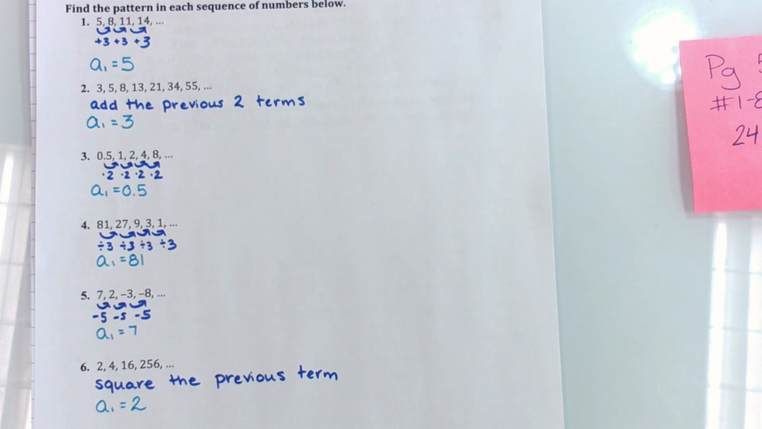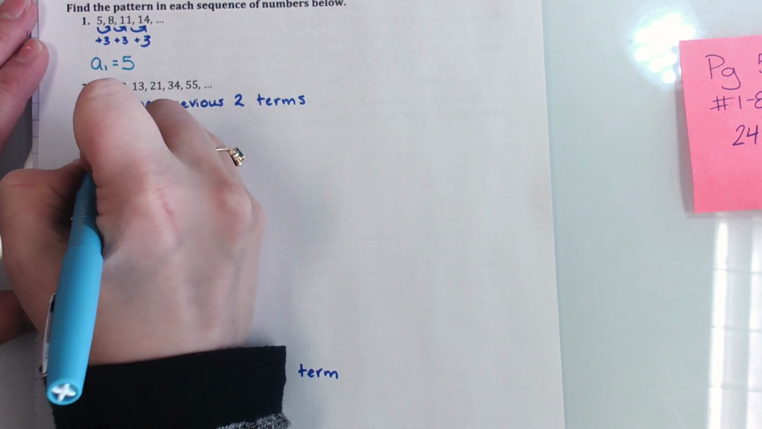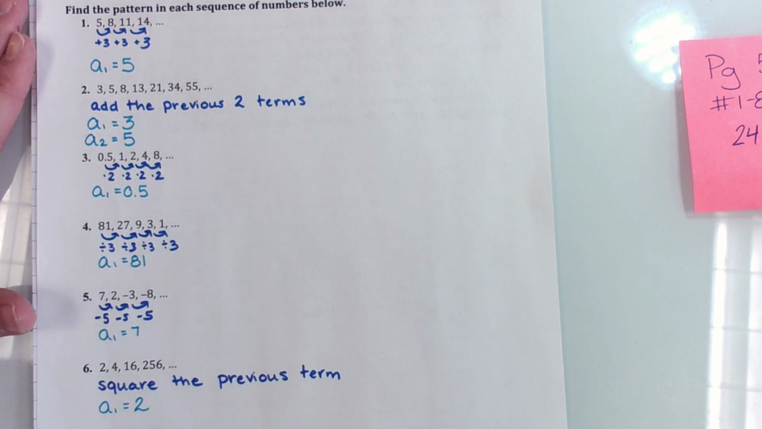The first one we already established. Well, let's talk about the second one here. The pattern is that you add the previous 2 terms. The first term is 3. Can you list the pattern? No. If I'm referring to the previous 2 terms, I need to know 2 starting values. Not only a sub 1, but a sub 2. Which is 5.